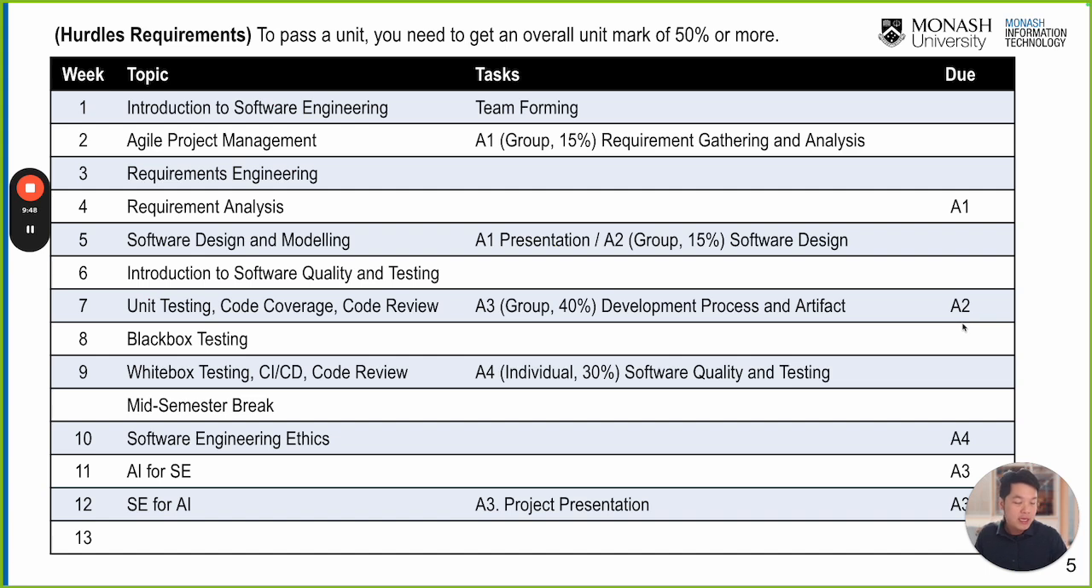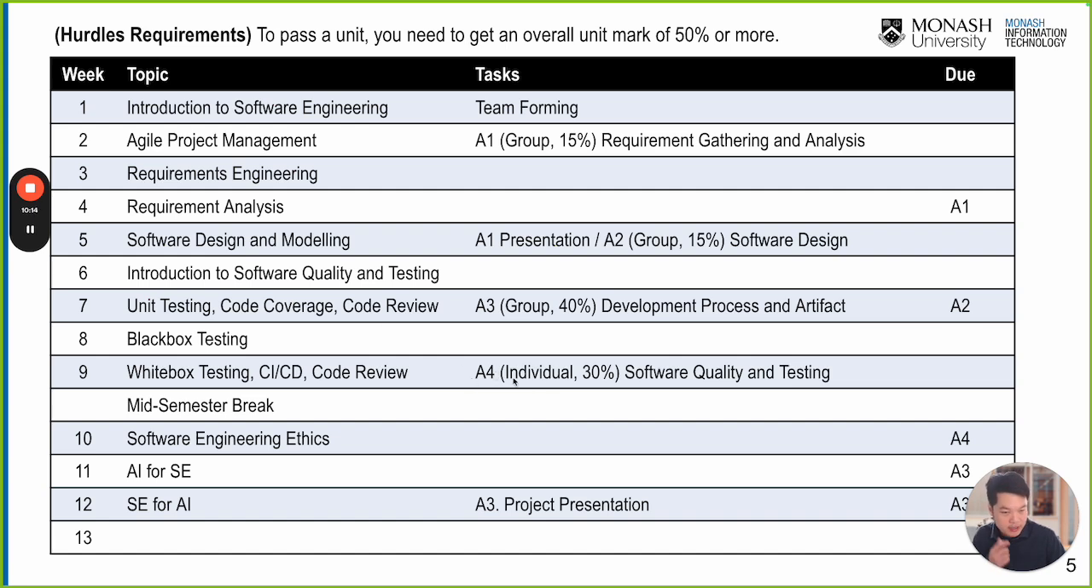So basically, students have 3 more weeks to work on the A2. And once you submit the A2 on week 7, week 6 we will learn more about software quality and testing. So weeks 6, 7, 8, 9 are all about software quality and testing, and they are designed for the assessment here.